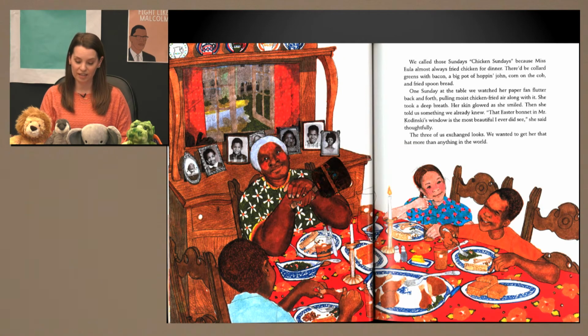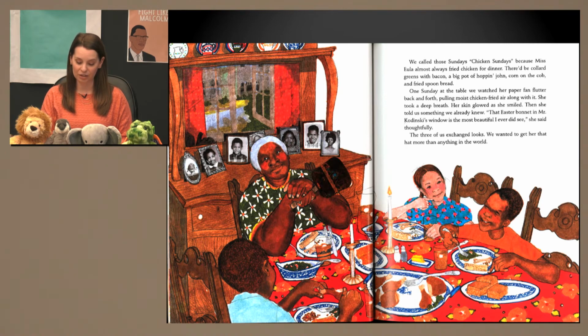We called those Sundays Chicken Sundays because Miss Eula almost always fried chicken for dinner. There'd be collard greens with bacon, a big pot of Hoppin' John, corn on the cob, and fried spoon bread. One Sunday at the table, we watched her paper fan flutter back and forth, pulling moist chicken fried air along with it. She took a deep breath.